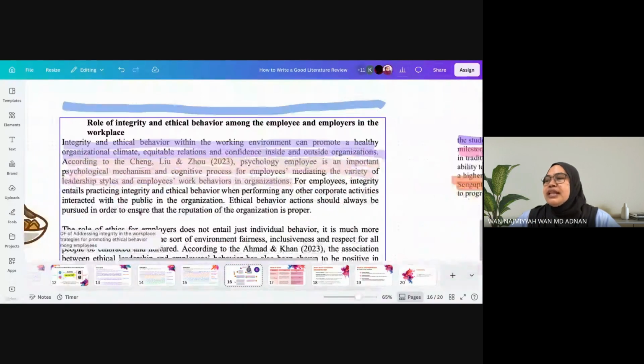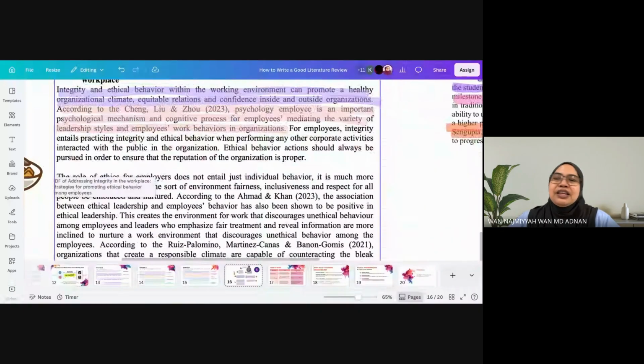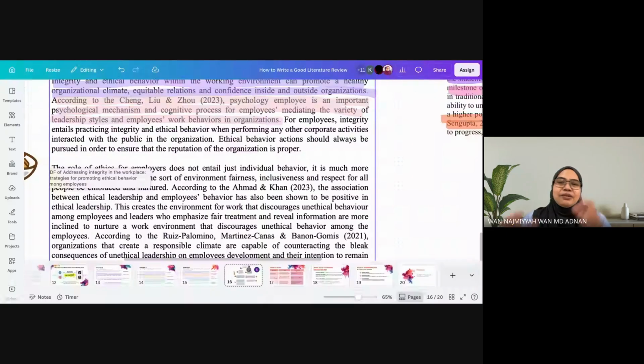But this one is clearly a rojak kind of article because you can see how they just push everything together into one paragraph, okay? So for example, the role of ethics for employers does not entail just individual behavior, but also maybe environmental fairness, inclusiveness, and respect for people. Okay, but suddenly the next sentence is detached from the original sentence. It means that it's not smooth enough. And suddenly they're talking about ethical leadership and employees' behavior.